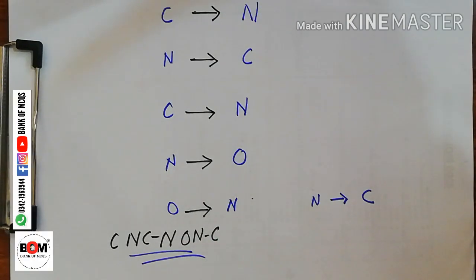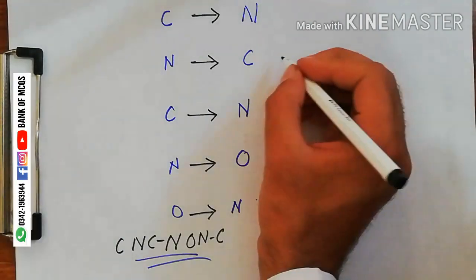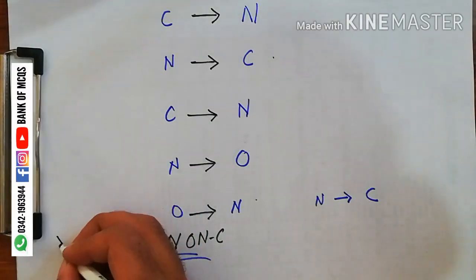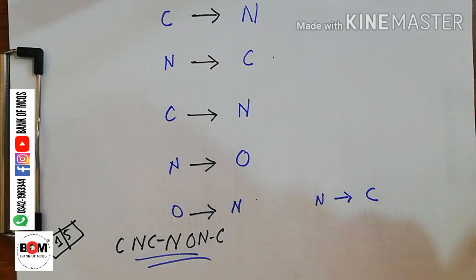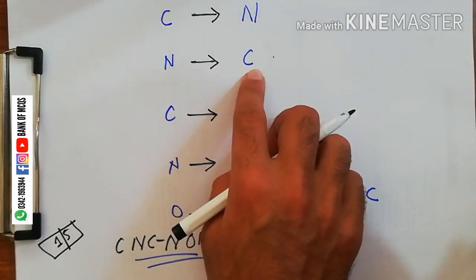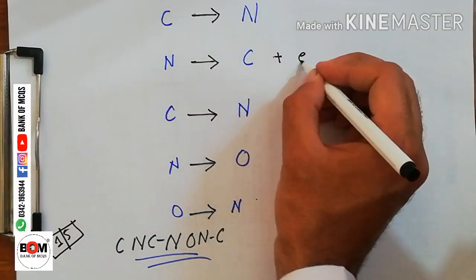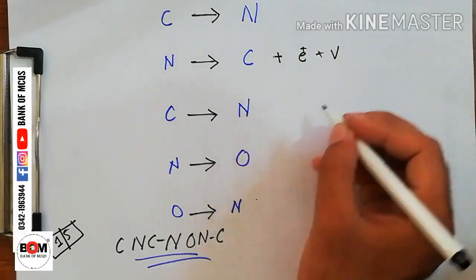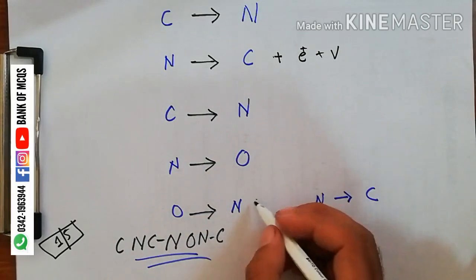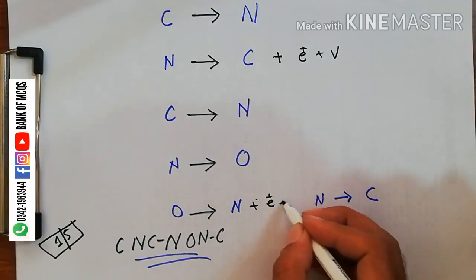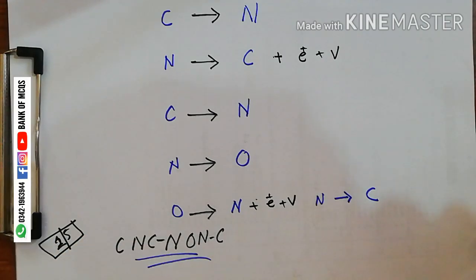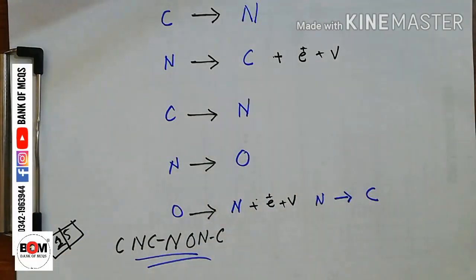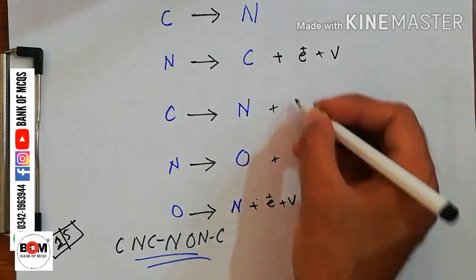Now the next step is to remember that only reaction numbers 2 and 5 are the breaking reactions in which nitrogen breaks. In the second step nitrogen breaks into carbon, and whenever breakage occurs it forms positron plus neutrino. Same for the fifth step. So in numbers 2 and 5, positron and neutrino will be produced. The next is numbers 3 and 4, where there will be production of gamma rays.